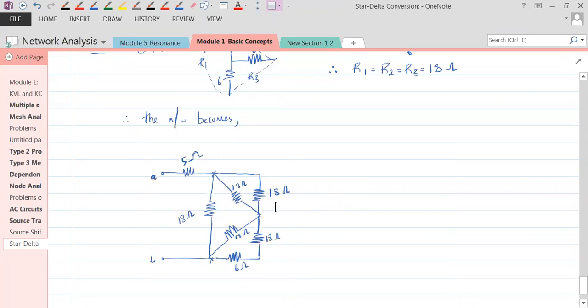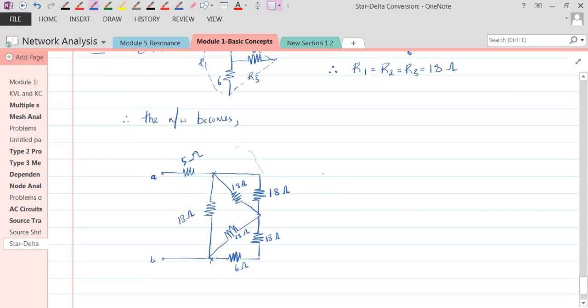Now, see how these 18 and 18 are connected. This 18 and 18 are connected in parallel. How are this 18 and 6 connected? This 18 and 6 are connected in series. Okay, and that series combination is in parallel with this. So this is how we can go on reducing the number of resistors by taking the equivalent resistances.